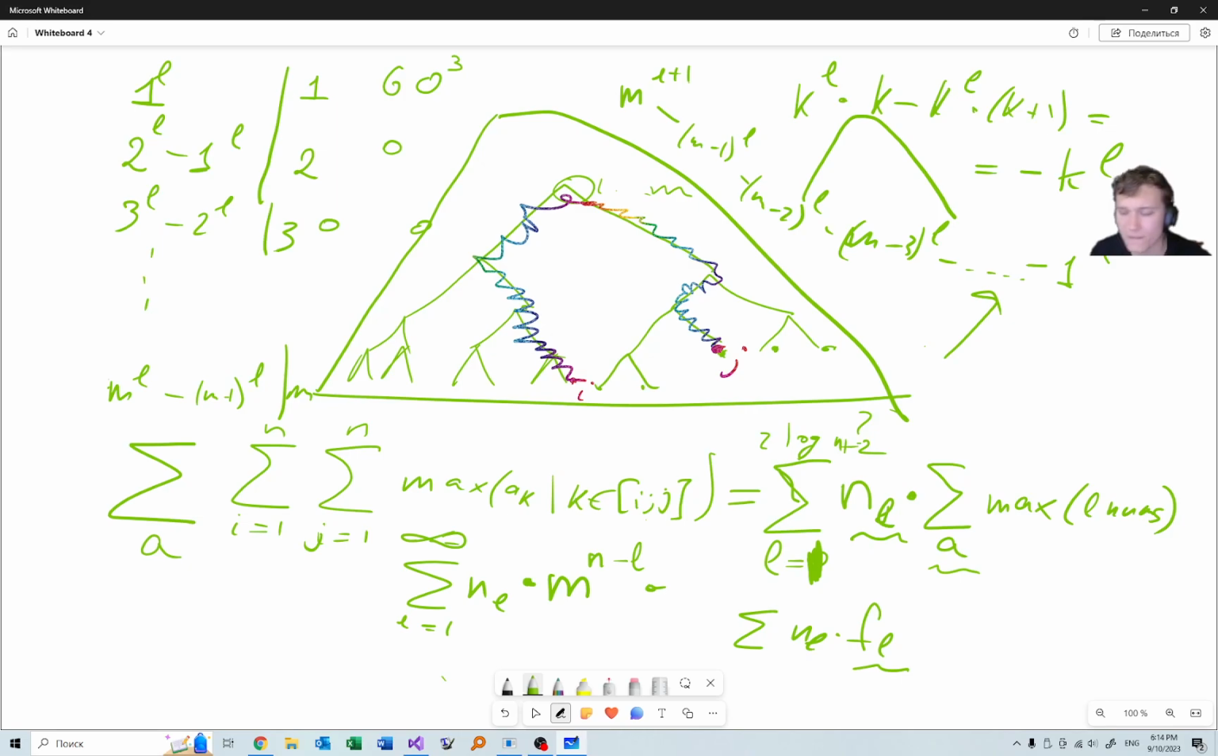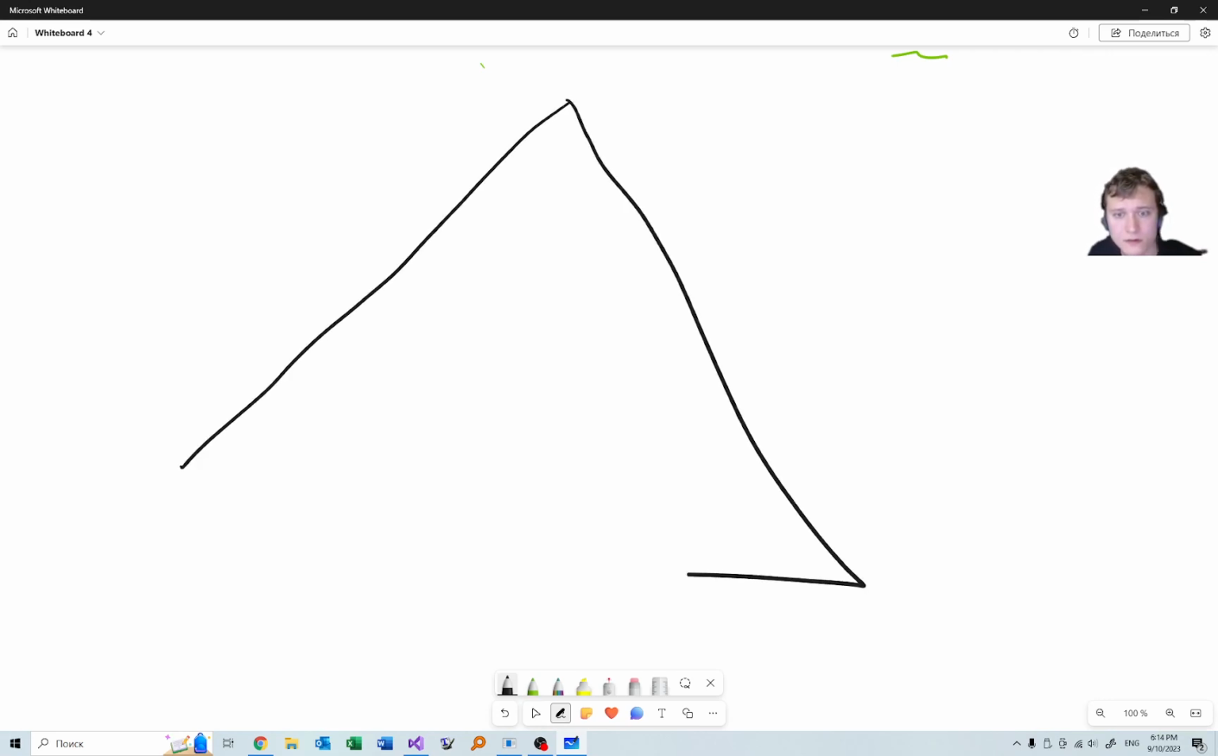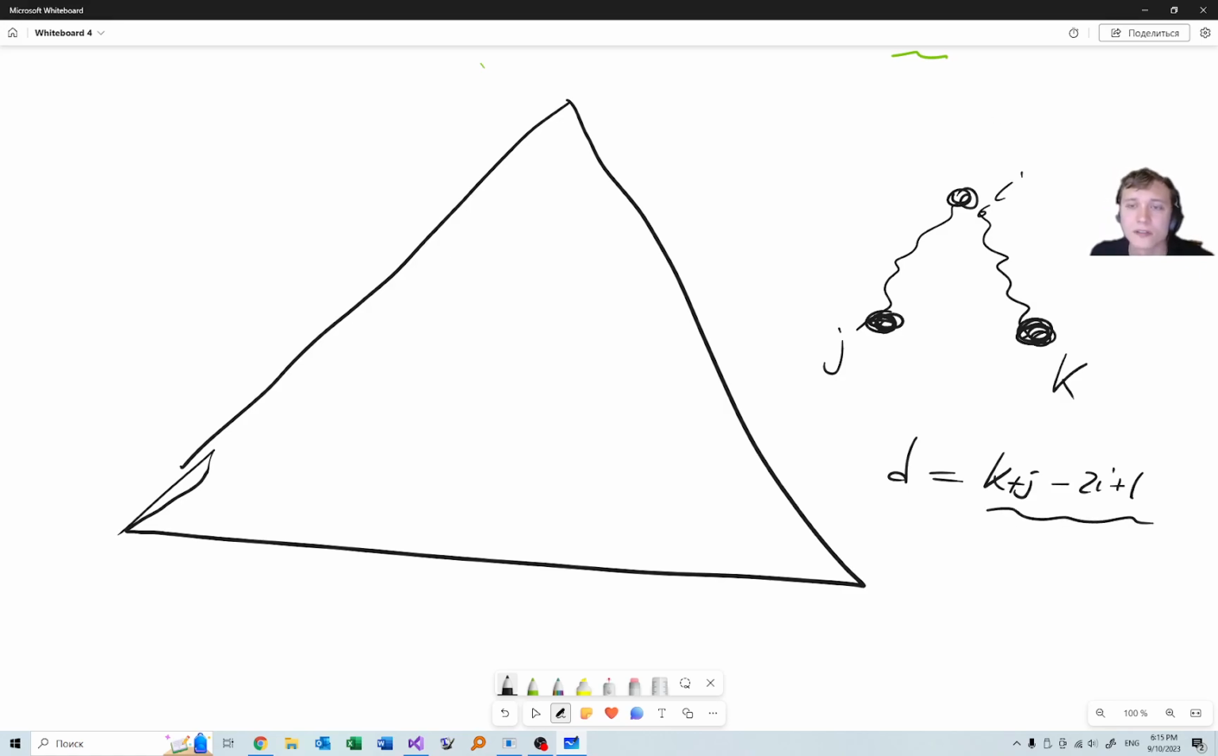Okay, let's think about it. So we have some binary tree. And actually, yes, let's consider these triples. We know the depth of one of these vertices, the other of these vertices, and the third of these vertices. So the distance is k plus j minus 2i plus 1. The number of vertices on the path is this number.